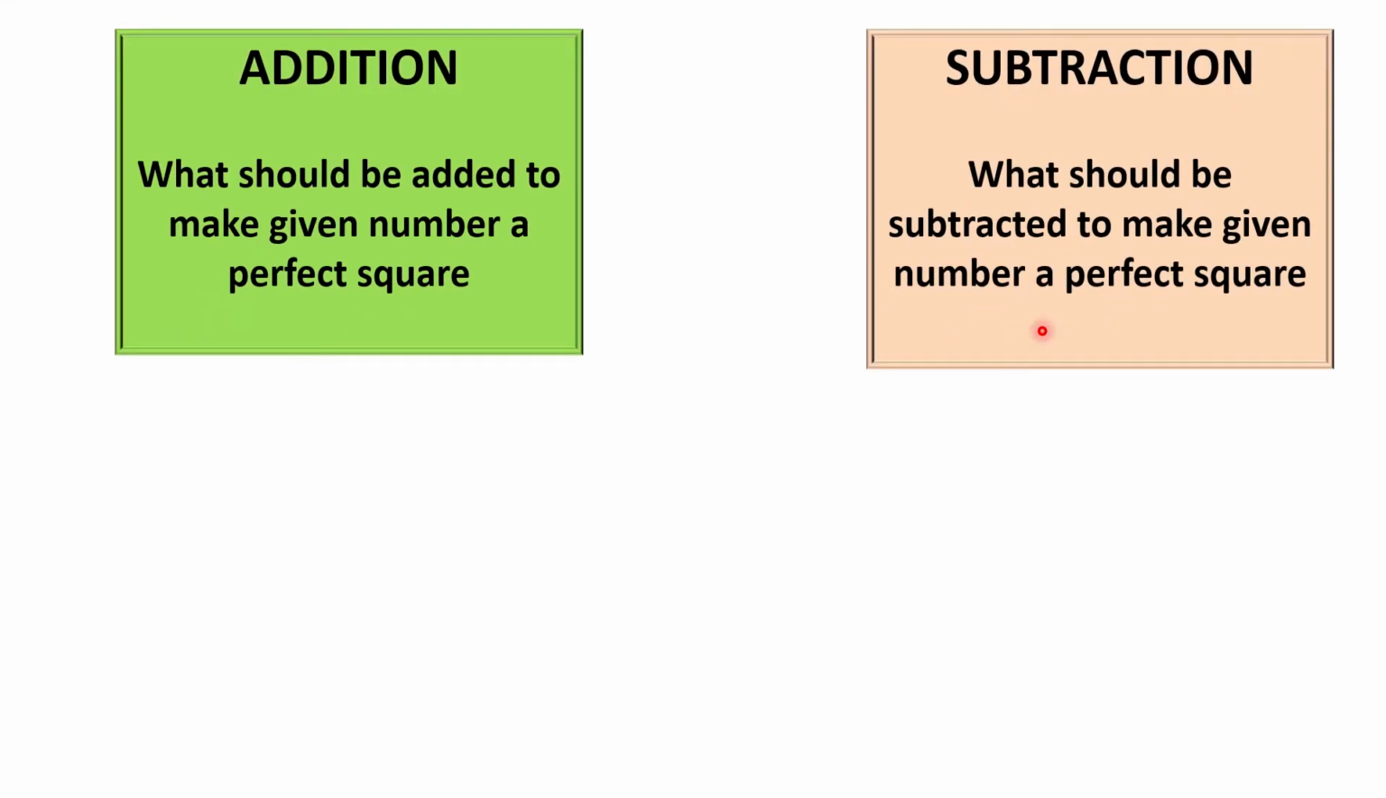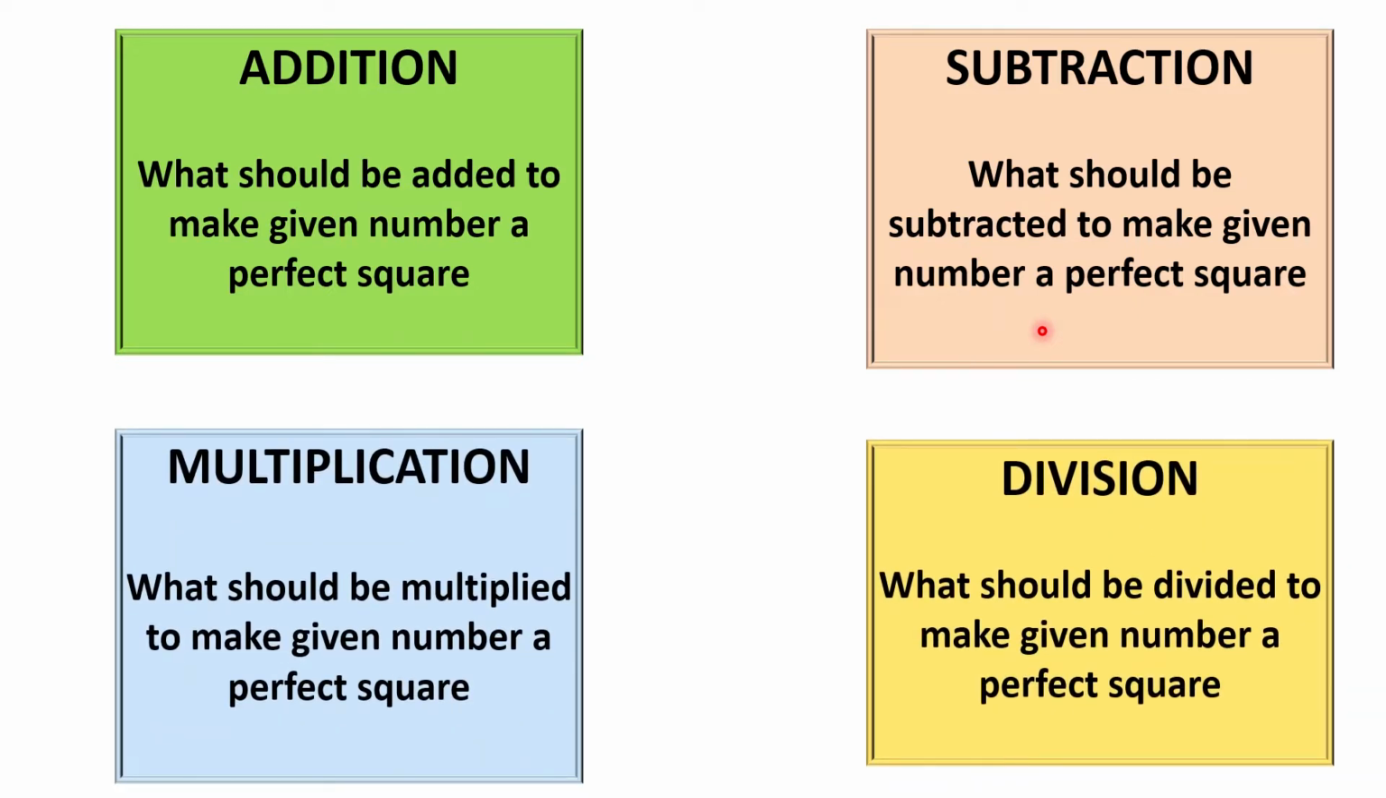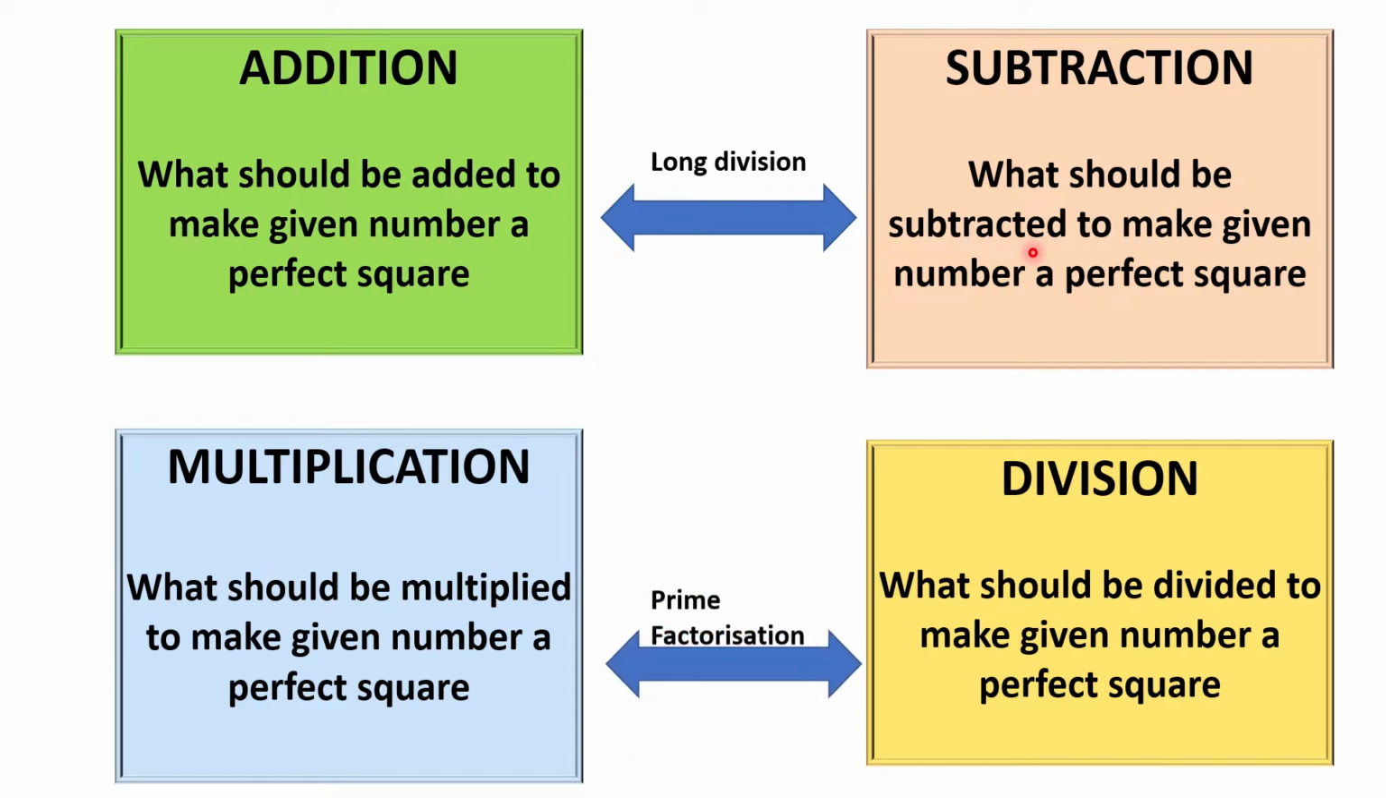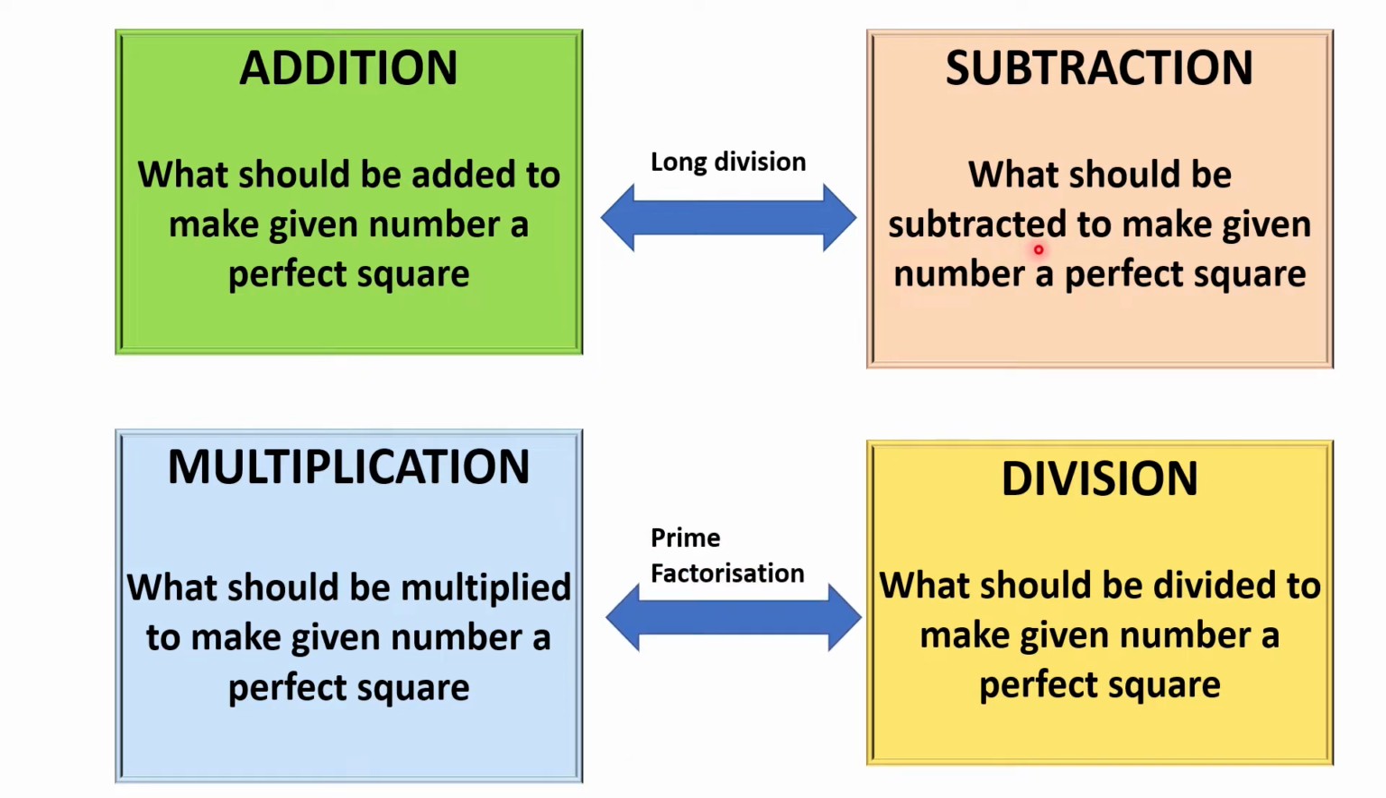So we have four operations: addition, subtraction, multiplication and division. So when a word problem says what should be added or subtracted, always use long division method. And when the question says what should be multiplied or divided, go for prime factorization method only. So let's do each case in detail.